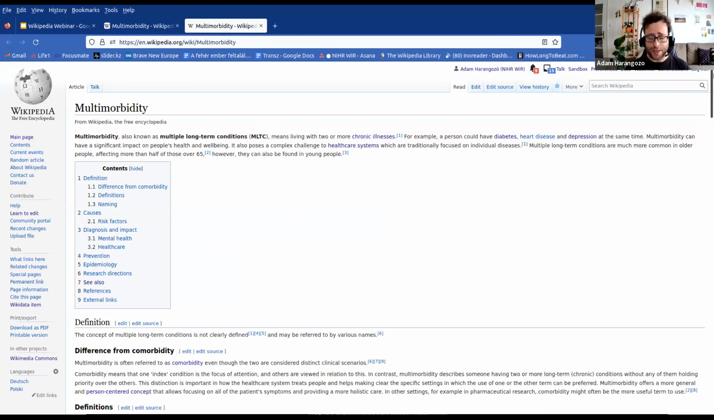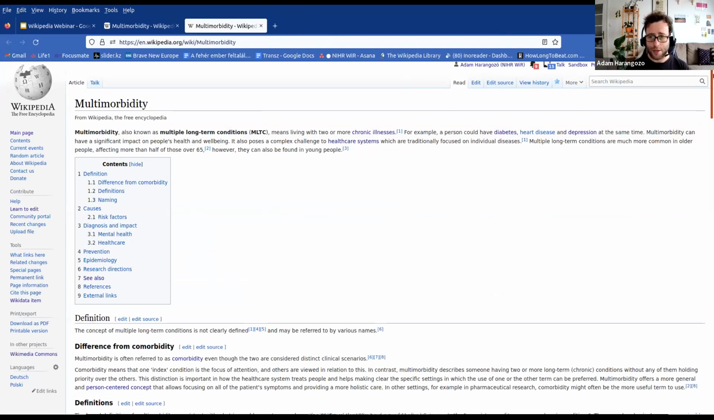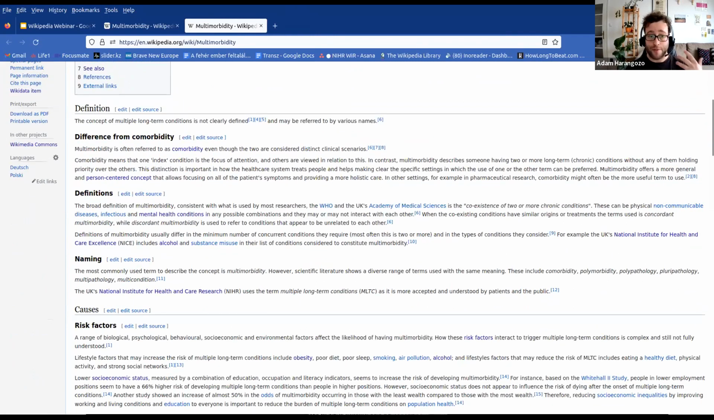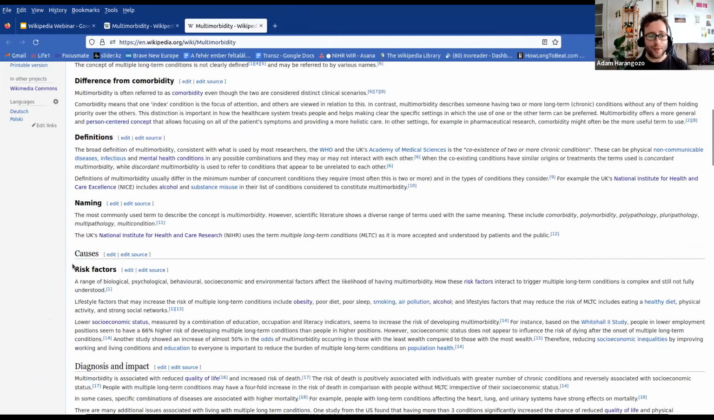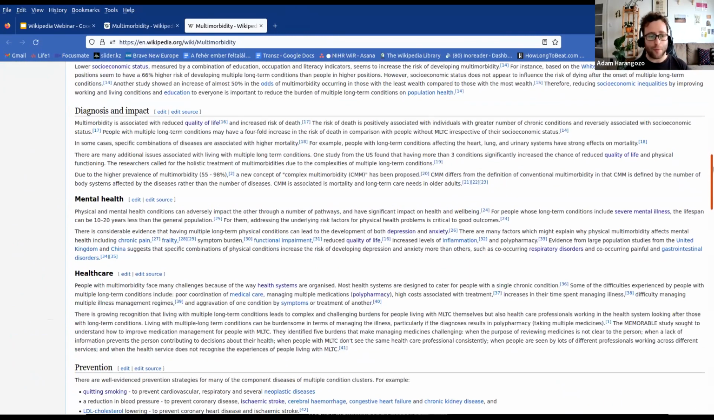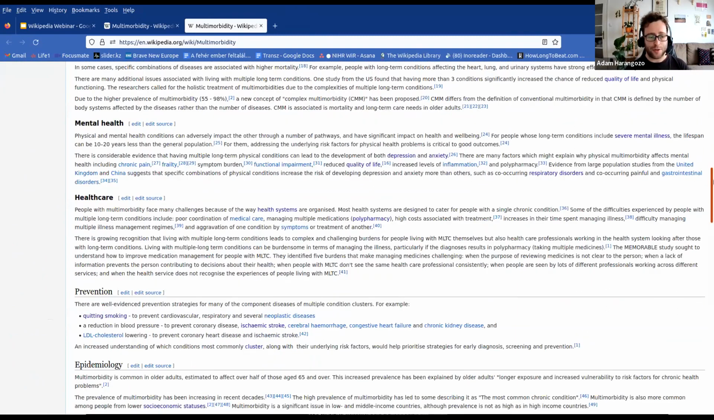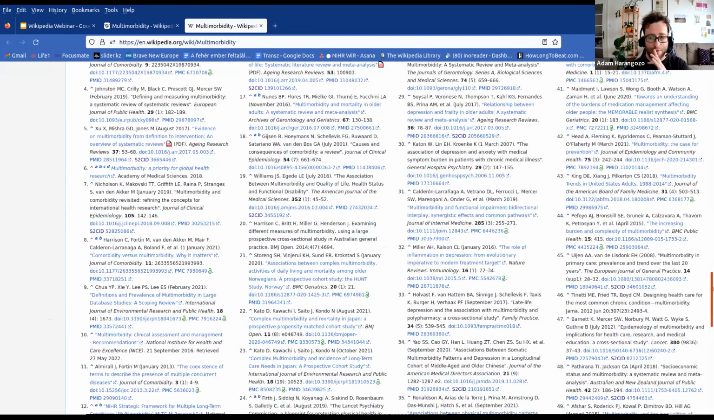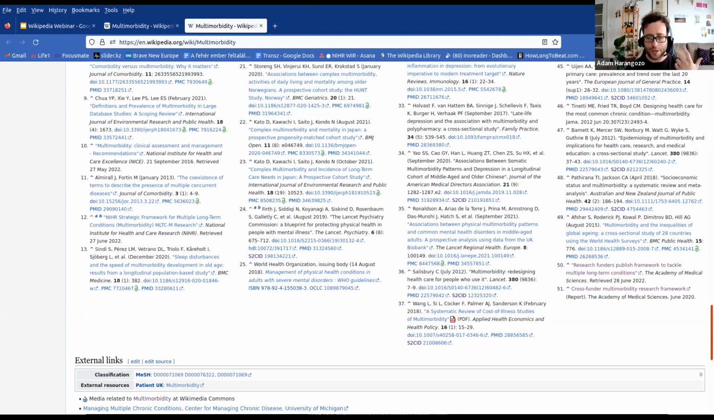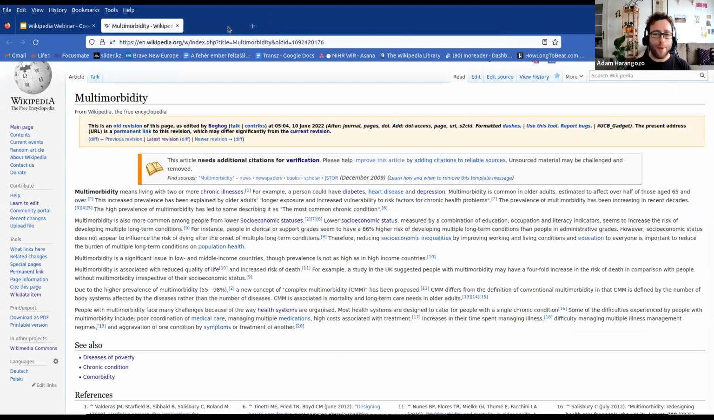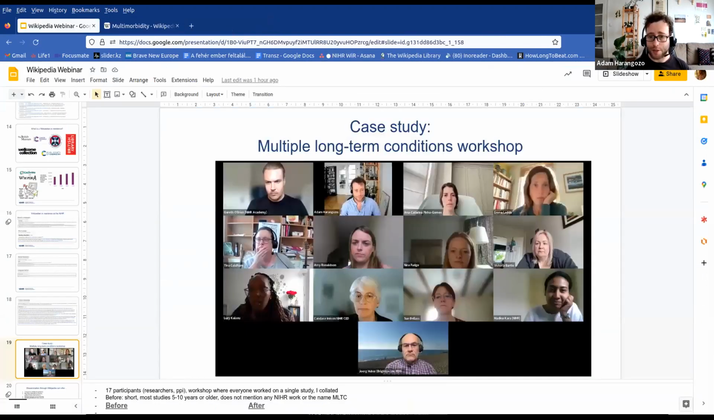So now you can see it does include the preferred name by the NIHR. There's a section defining what it is, how it's different from comorbidity, the different names, and then obviously quite a long main body of text that summarizes research, prevention, the research directions, etc. I think it had 20 citations. Now it has 51. So we did make a meaningful improvement to this article.